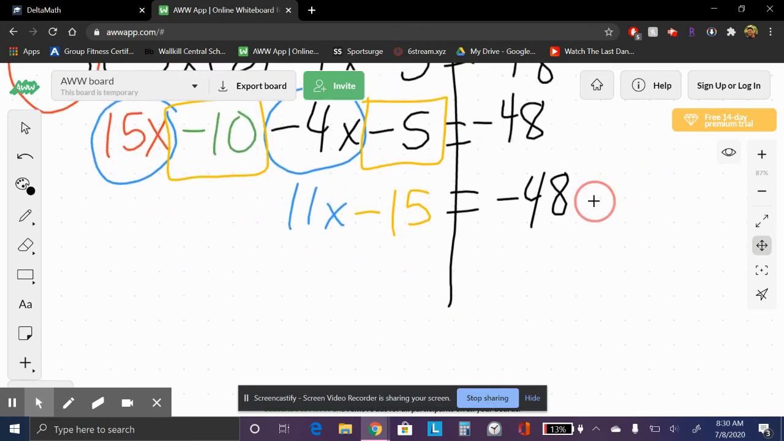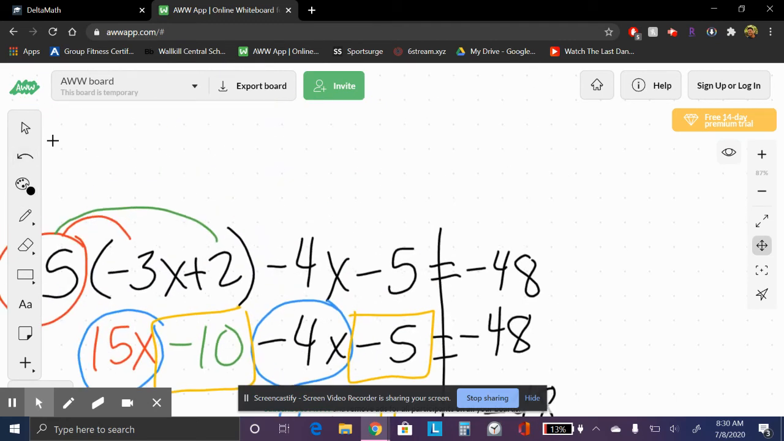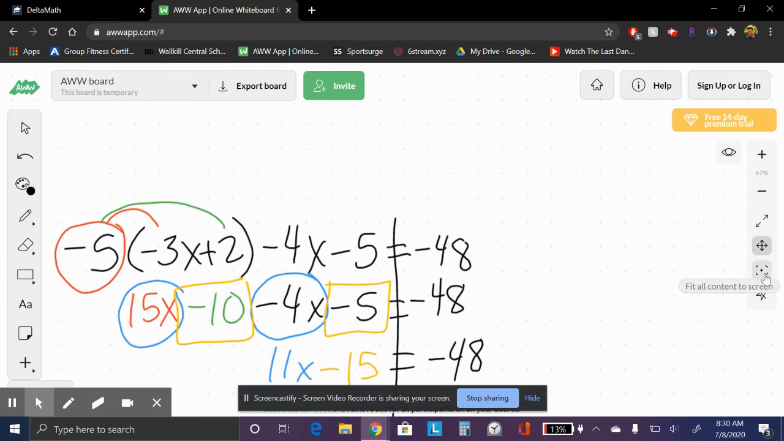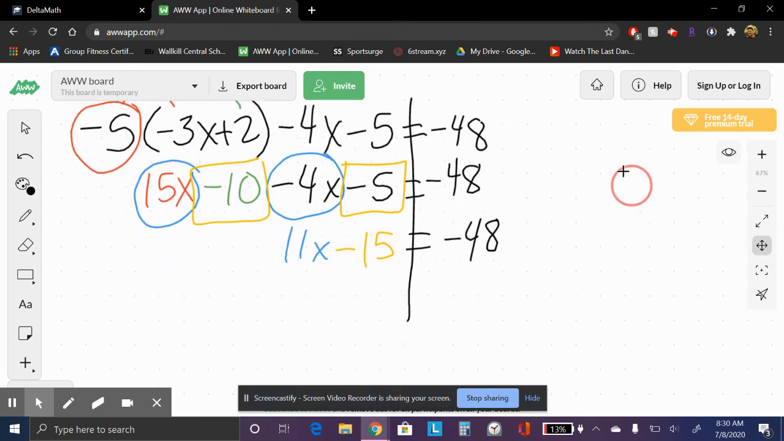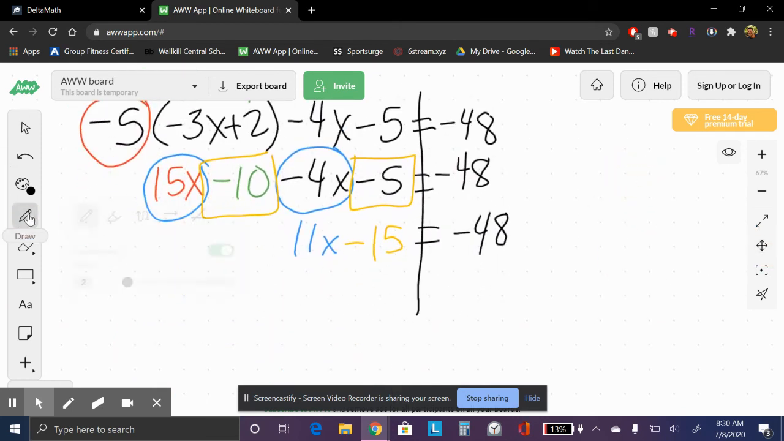All right, so then I have a two-step equation. Just going to continue. So then I have a two-step equation. Add 15 to both sides.